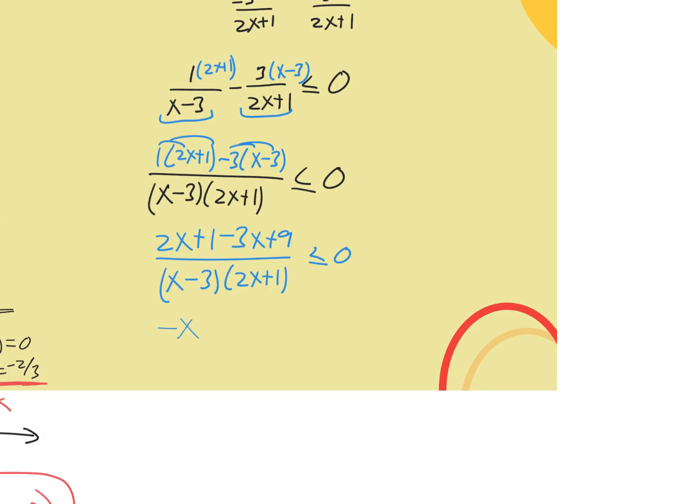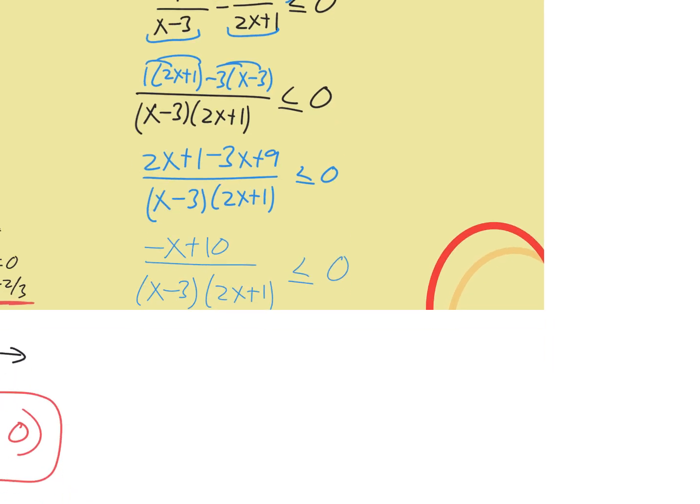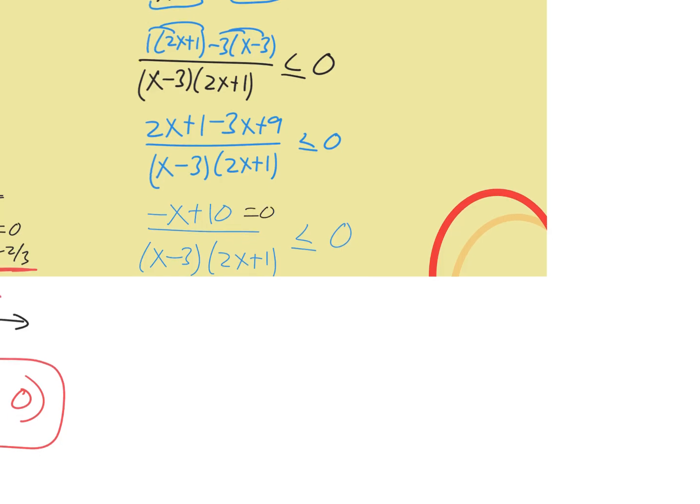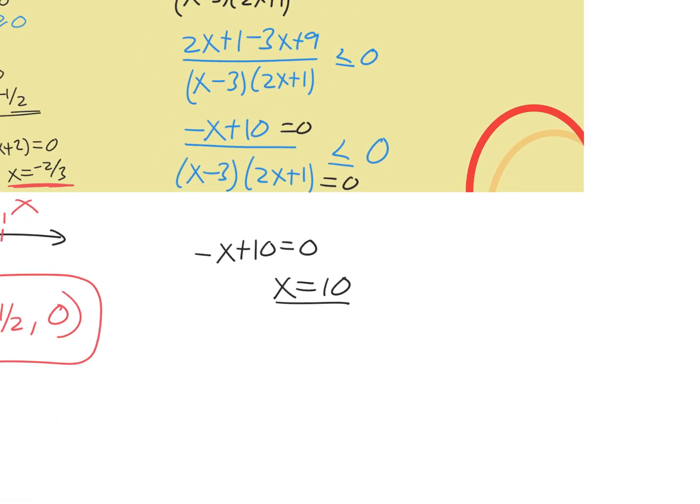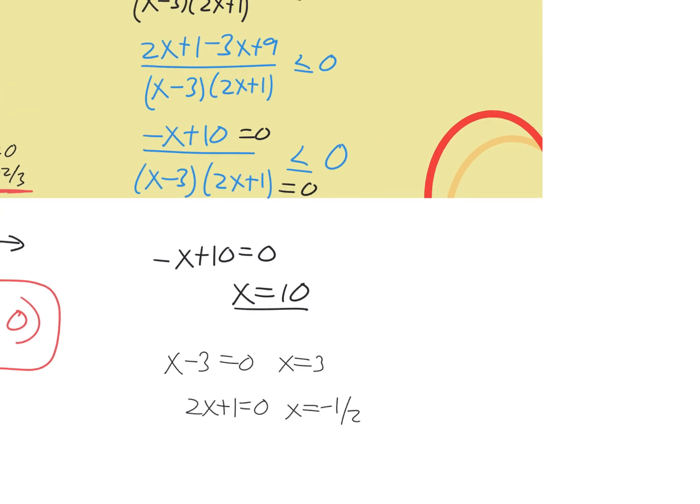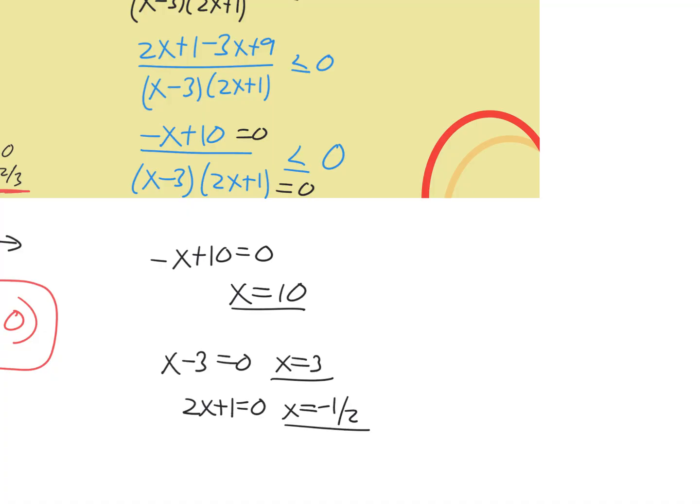Simplify the top a little more. I get negative x plus 10 over x minus 3 and 2x plus 1 is less than or equal to 0. All right, so I'm going to set the top equal to 0, and I'm going to set the bottom equal to 0. Doing this, I'm going to get negative x plus 10 equals 0, which is going to make x equal to 10. And then on the bottom, I'm going to have x minus 3 equals 0, and 2x plus 1 equals 0, which is going to get me x equals 3, and x equals negative 1/2. All right, so I have 3 test points to use now.